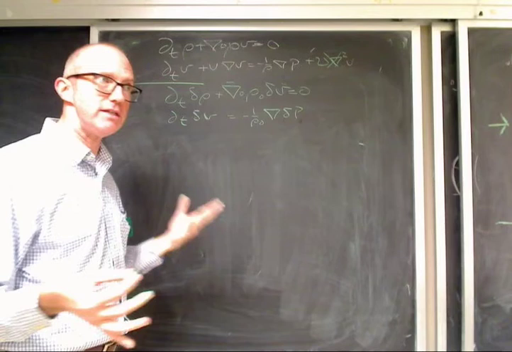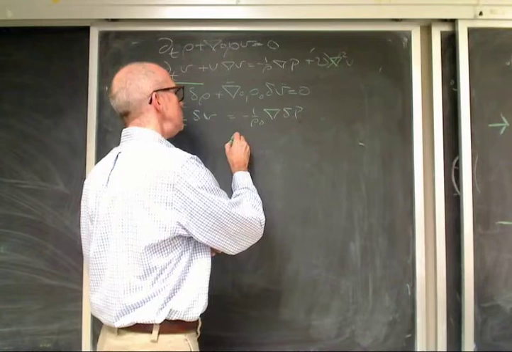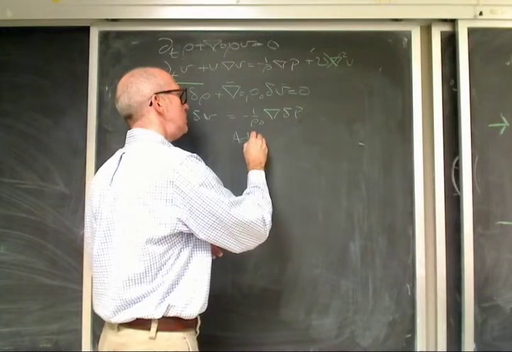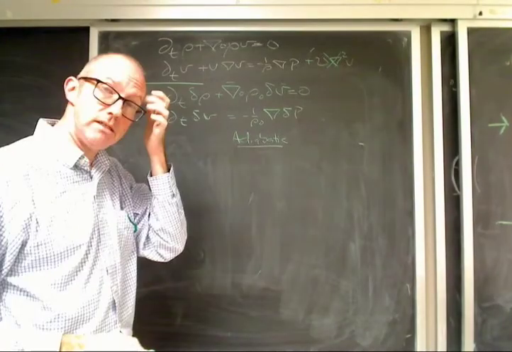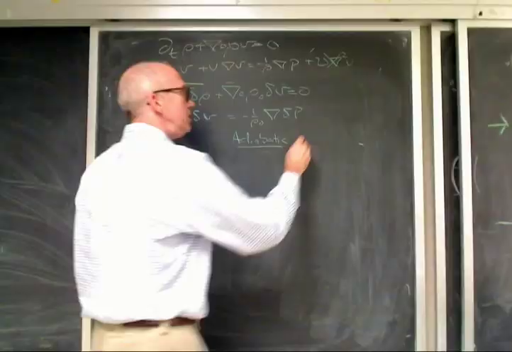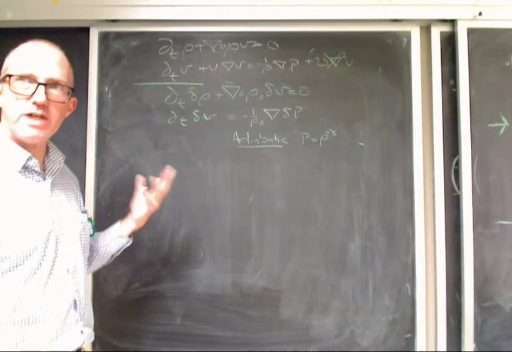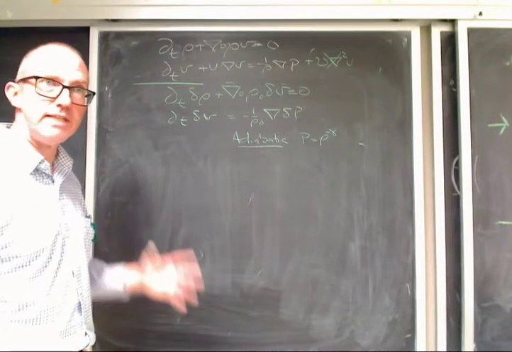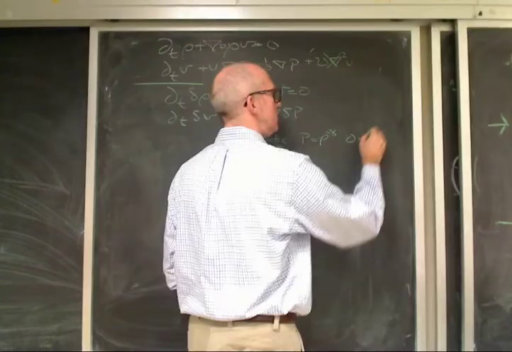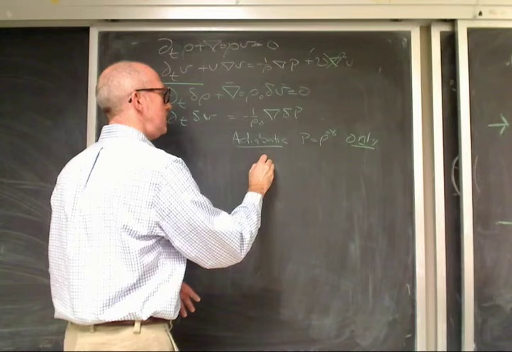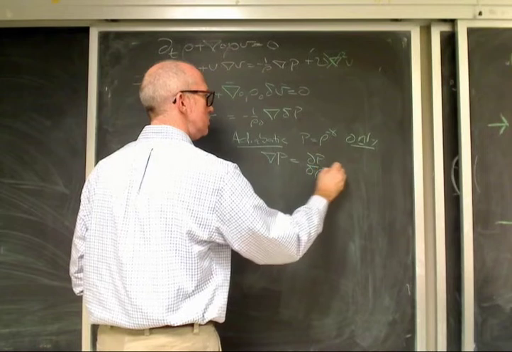Now this is important that you're careful about this. This isn't something that you always get to do. It's only something that you get to do because we decided that our perturbations are adiabatic. And being adiabatic means that p equals rho to the minus gamma. So pressure is only a function of density and not of temperature as well. Then I can say grad p equals partial p partial rho grad rho.